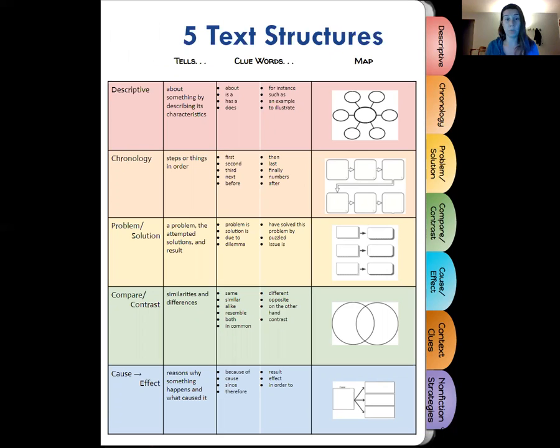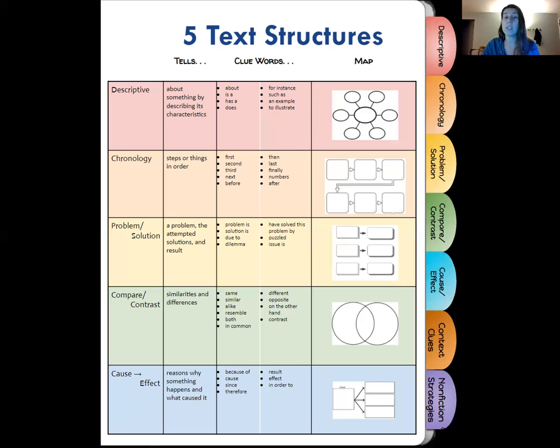There's the descriptive text structure. When you're looking at descriptive texts, you will see that descriptive texts tell you about something by describing its characteristics. Some clue words for the descriptive text structure are about, is a, has a, does. For instance, such as, an example, to illustrate. Those are some of the keywords that could tell you that you might be reading a descriptive text structure.